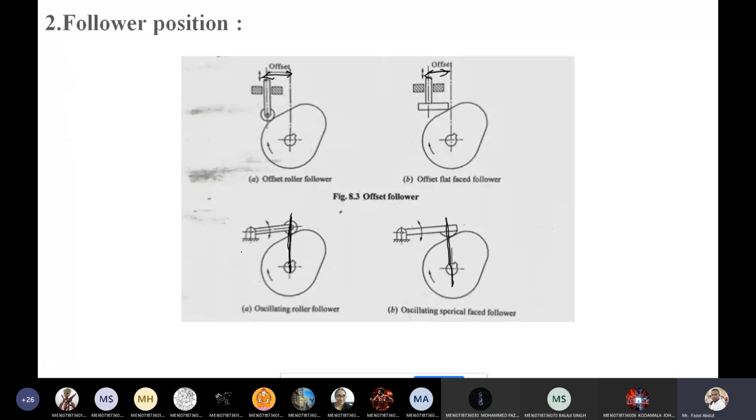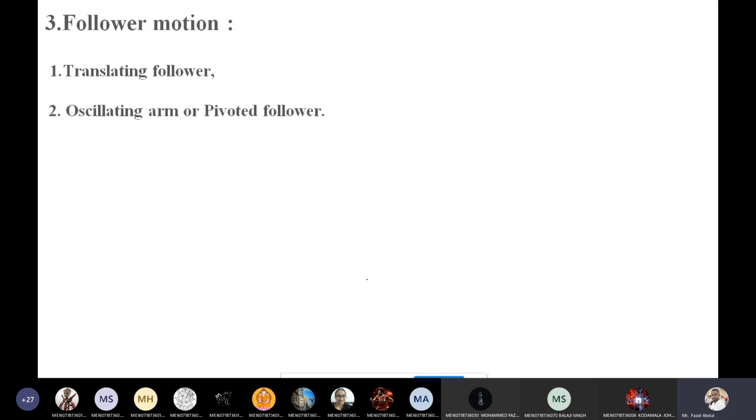Now the second one is oscillating. See here, because of the irregular surface of the cam, the follower is going to oscillate in this manner. So based on the motion also, the followers are classified. One is the translating motion, one is the oscillating or pivoted motion. So these three are the classifications of the follower.